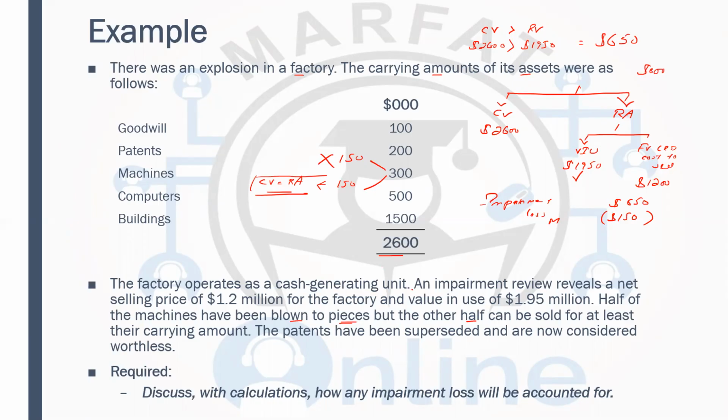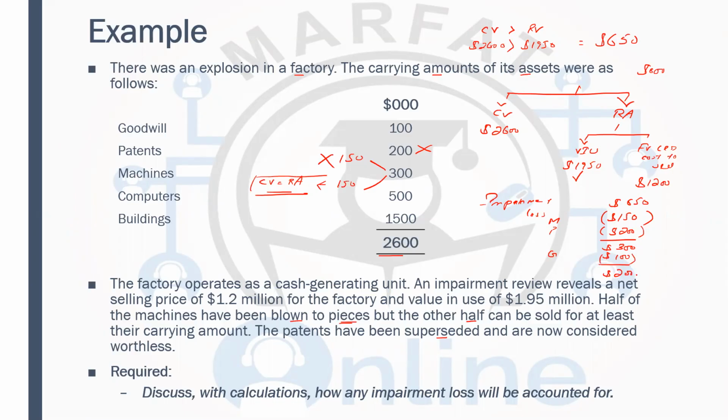The patents, okay, the amount of which is 200, have been superseded and are now considered worthless. So again, there is no worth left of the patents. Okay, that means you have to write off the patents. Again, specific asset which has been impaired. So once you are done with this 350, the remaining impairment will be 300. Now we have to charge it to the goodwill first. So goodwill is 100. Now the remaining is $200.